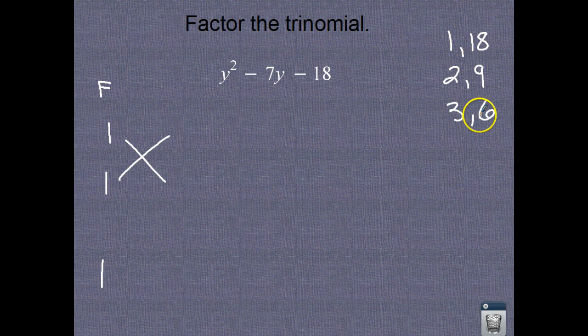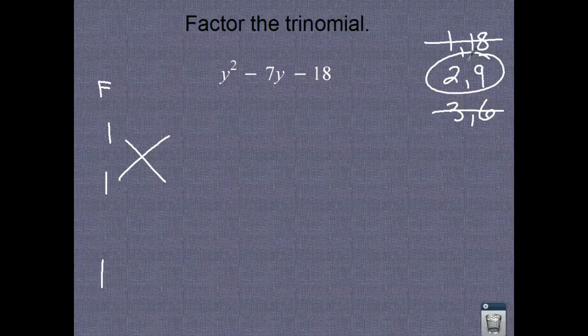Well, 3 plus 6 is 9, and 6 minus 3 is 3, so that one's out. That does not get me a 7. 1 plus 18 is 19, and 18 minus 1 is 17. That does not get me a 7. 2 plus 9 is 11, and 9 minus 2 is a 7. So we're going to be using a 2 and a 9 in some fashion. So using the x, I'm going to have a 2 and a 9.